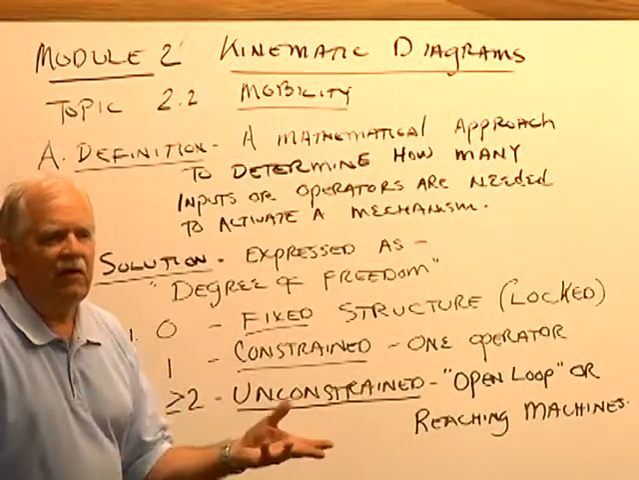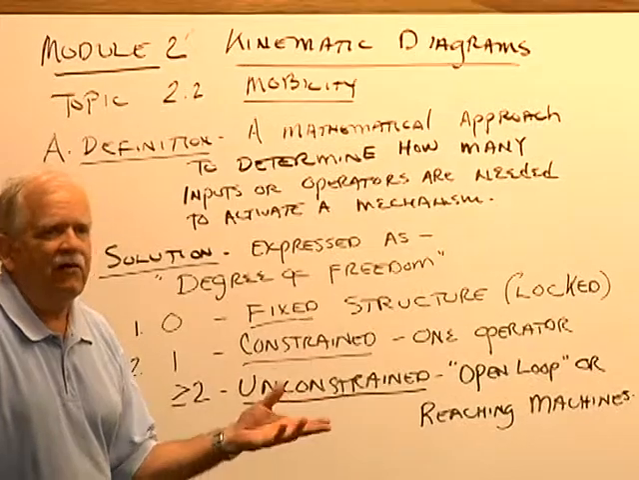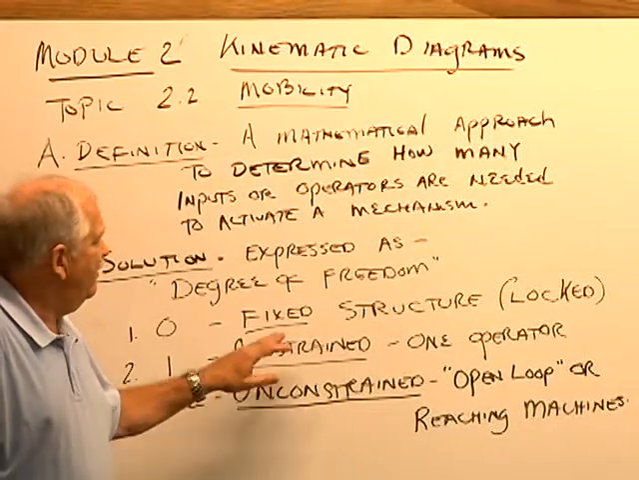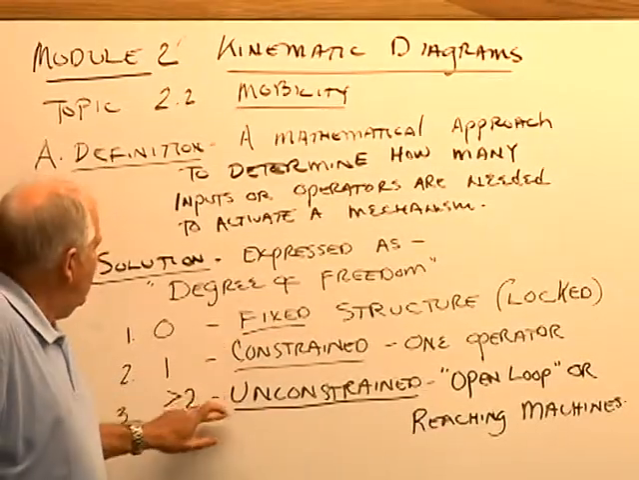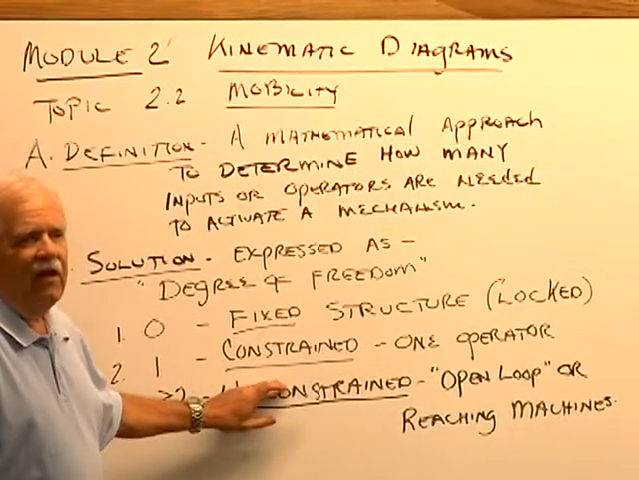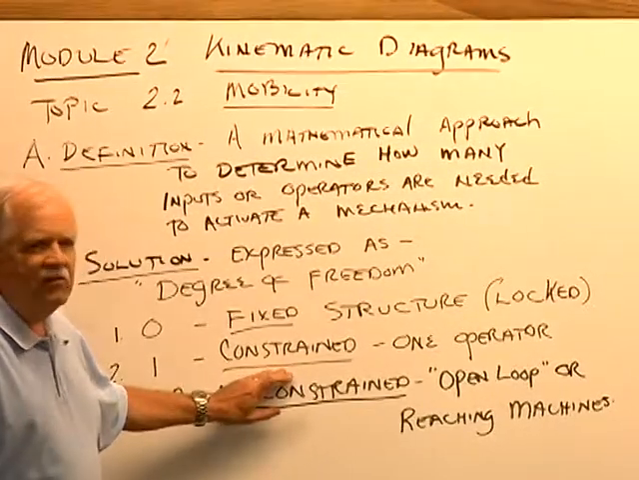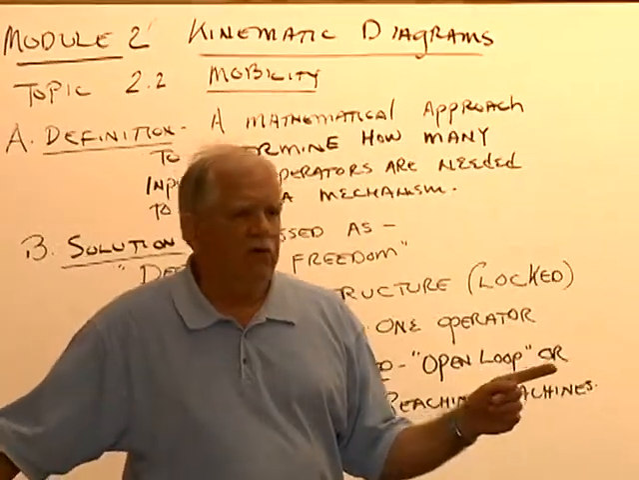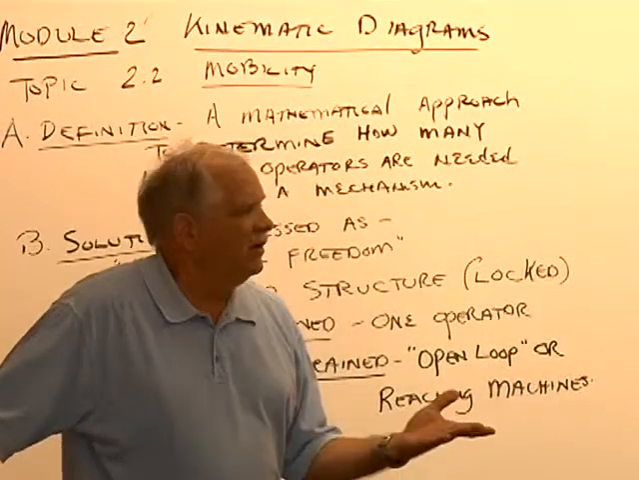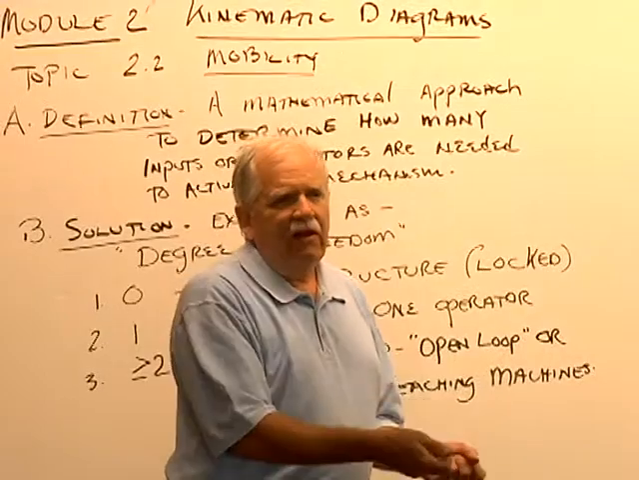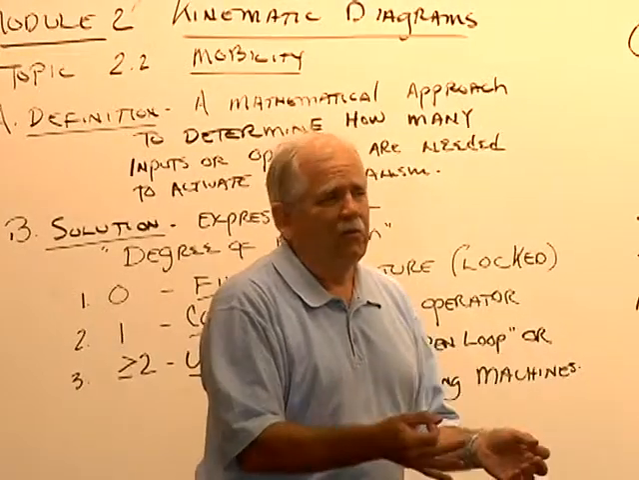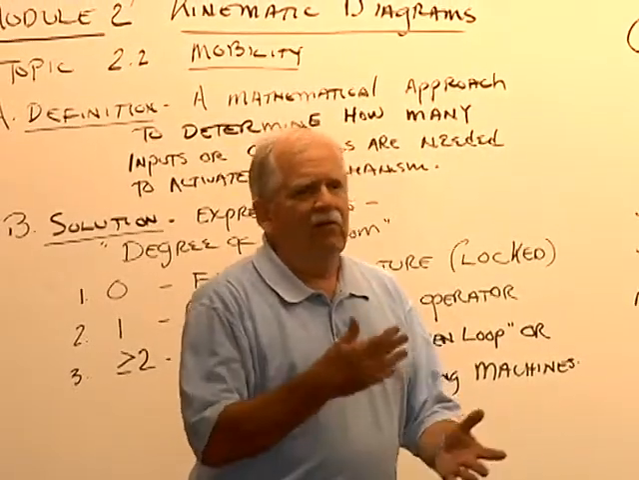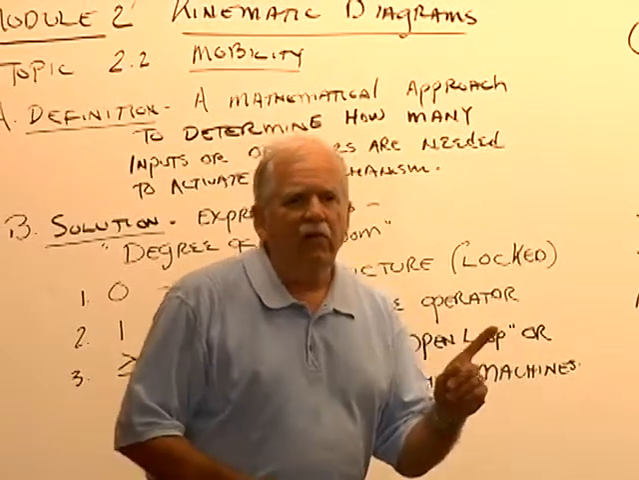So when these mechanisms get fairly complicated, it's tough to discover what the mobility is. And so if you finish this formula and you get a 0, that means it's fixed, it's locked up. Number 1, if you get a 1 at the end of the computation, this is called constrained. Constrained means that you only need one operator in order for this mechanism to move. Now, the input could be by a human hand or foot or whatever it is, the human can move it, or it could be a machine, like a motor of some kind, that will activate it and will allow this thing to move. But you only need one operator.